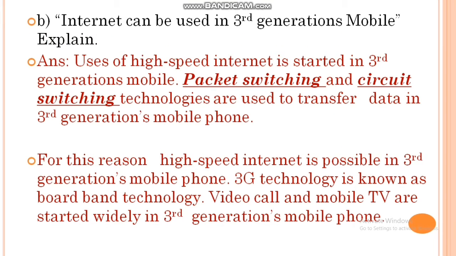Now, number B, Internet can be used in third generation's mobile. Explain. Use of high-speed internet started in third generation's mobile. Packet switching and circuit switching technologies are used to transfer data in third generation's mobile phone. For this reason, high-speed internet is possible in third generation's mobile phone. 3G technology is known as broadband technology. Video call and mobile television started widely in third generation's mobile phone.